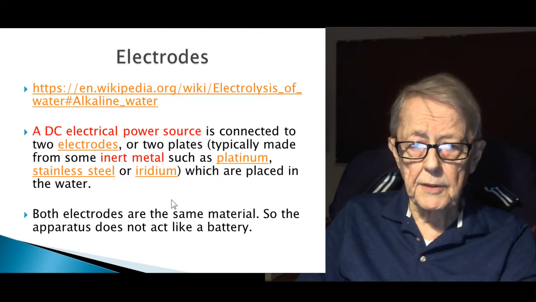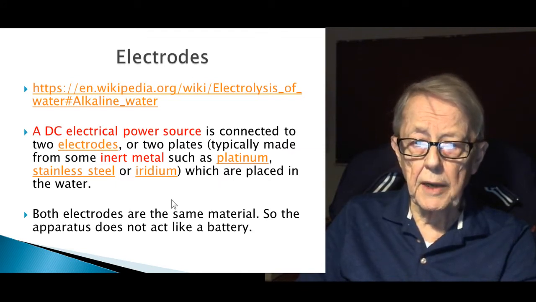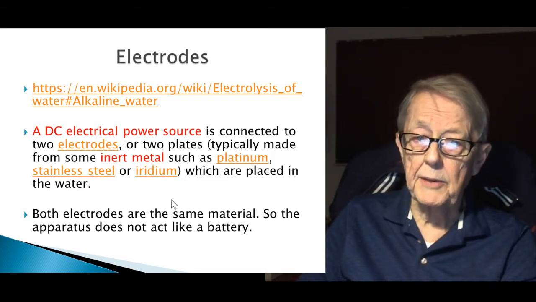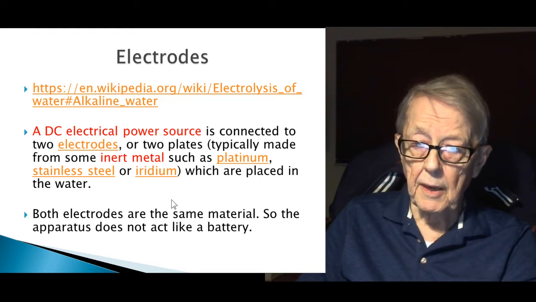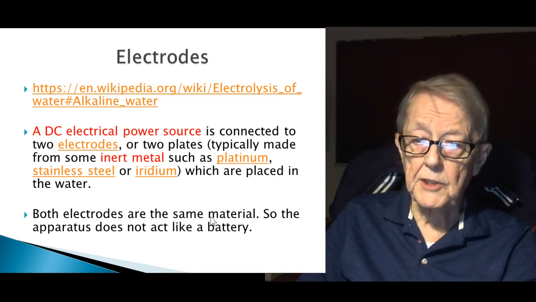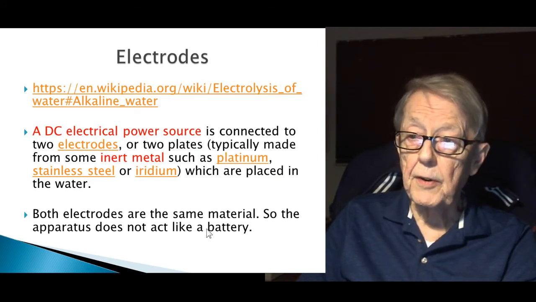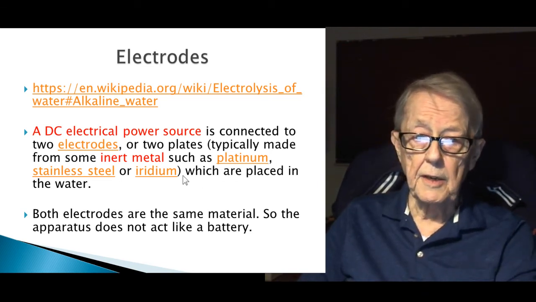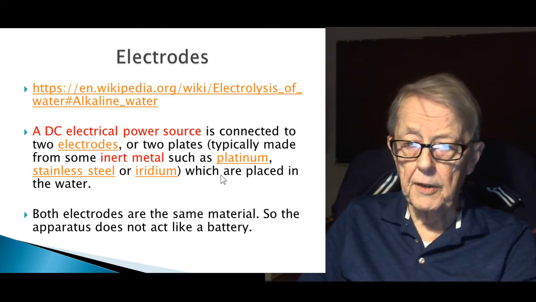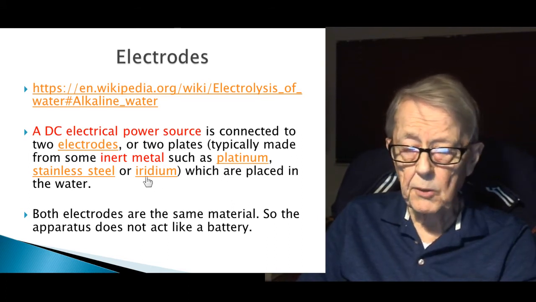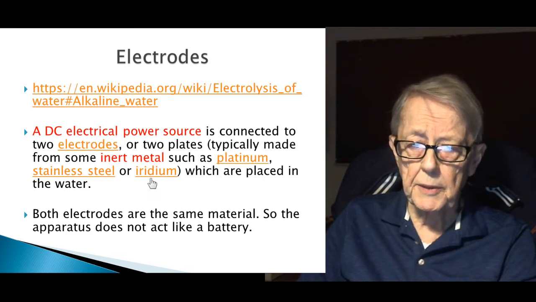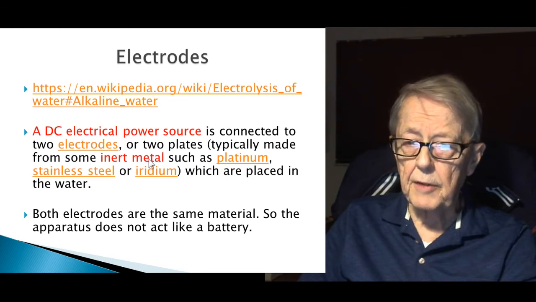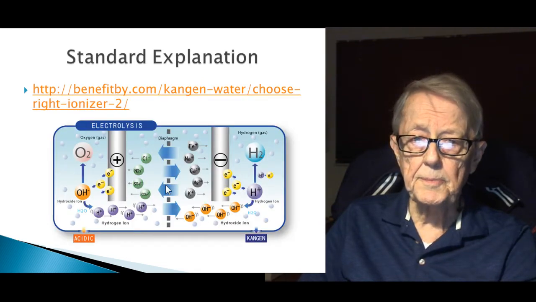Okay, the electrodes. The DC power supply is connected to two electrodes in these two plates, typically made of an inert metal such as platinum, stainless steel, or iridium. They're the same. Both electrodes are the same material. If they were different, it's possible that they would try to act like a battery, although I could not find where they would fit in the electrochemical series, what voltage they might have associated with them. But they're the same, and they're basically inert. If they're inert, if they have a voltage, it's not going to be very strong.